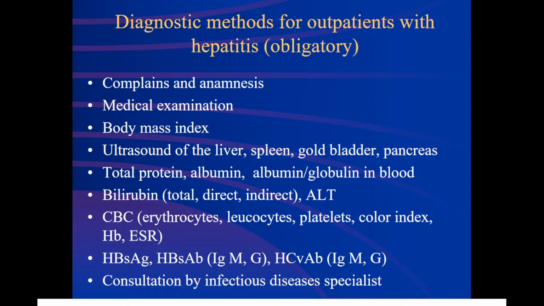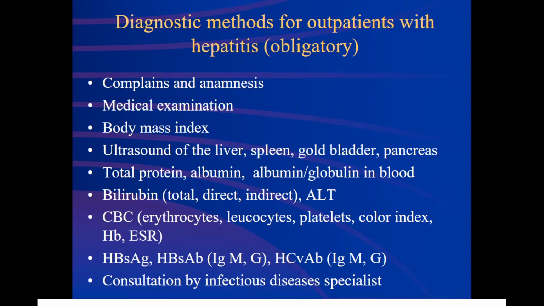I present to you diagnostic methods for outpatients with hepatitis, obligatory diagnostic methods. Of course, complaints and anamnesis. And in anamnesis and complaints, I already told you, you shouldn't forget to ask about drugs which the patient used and about toxins which he can use. Medical examination, which includes, first of all, liver examination and examination of the signs of ascites and portal hypertension. Measurement of body mass and calculation of body mass index.